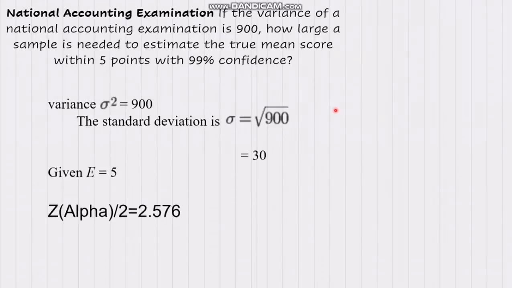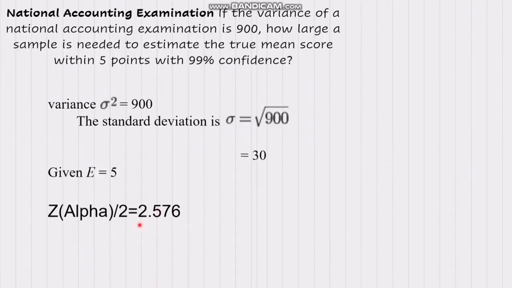So we have our given: our variance is 900, and when we take the square root of 900, that is equal to 30, and the 30 is now our standard deviation. And we also have our E, or the maximum error of estimate, which is 5, and of course the Z alpha over 2, which is equal to 2.576.